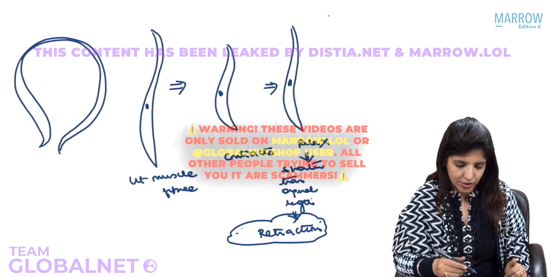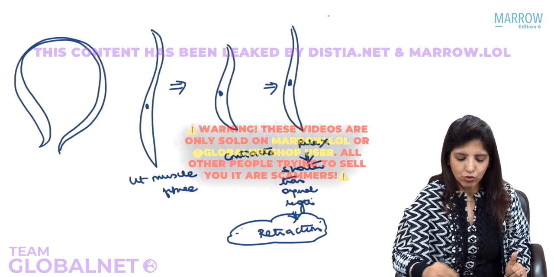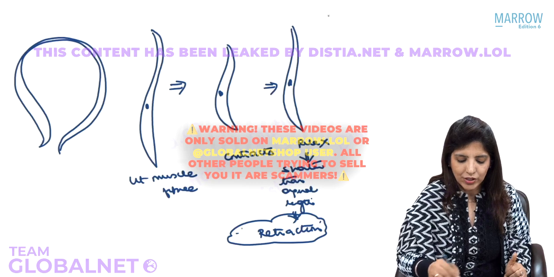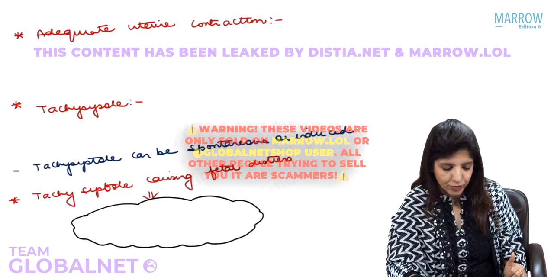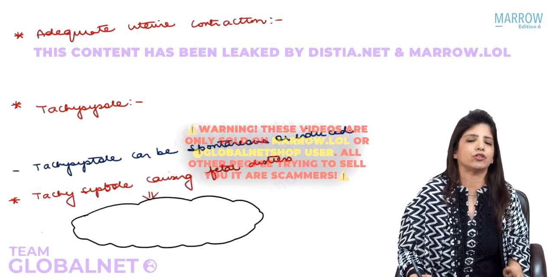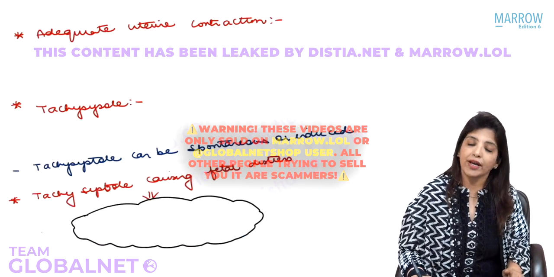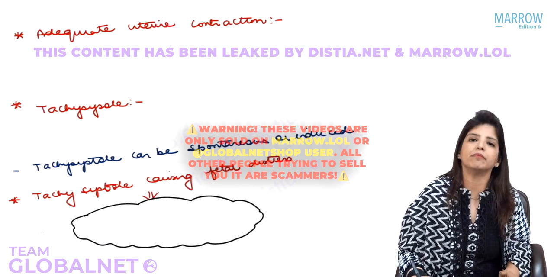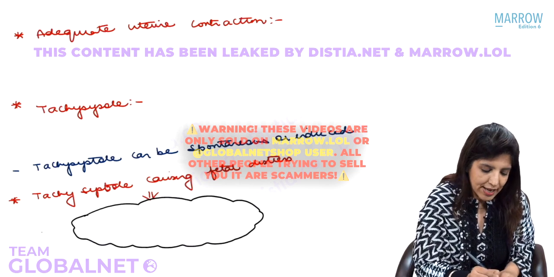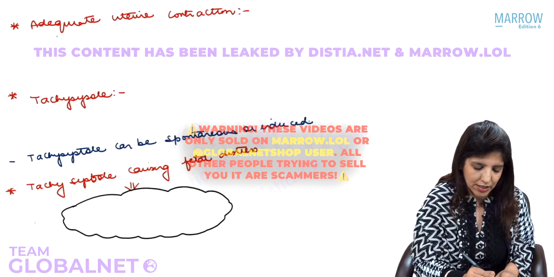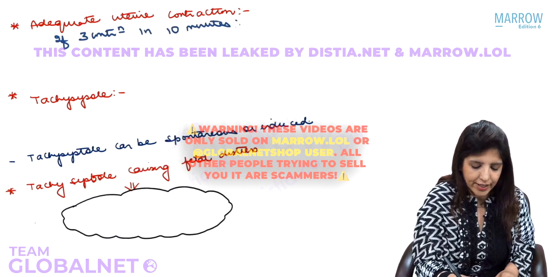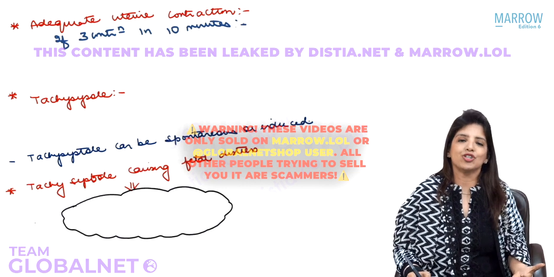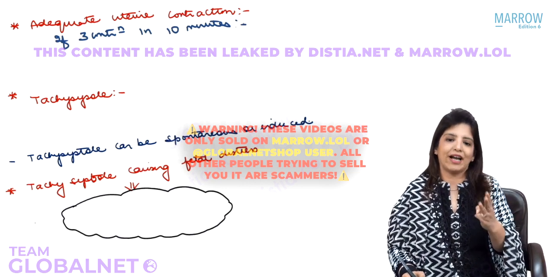Okay. So if this is clear, now let us talk about how you define adequate uterine contractions. Many times when you have gone to your labor room, you have seen the residents saying that the uterine contractions are adequate, right? So what is understood by the term adequate uterine contractions? Adequate uterine contractions means that there are 3 contractions happening in 10 minutes. So the frequency should be 3 contractions in 10 minutes.